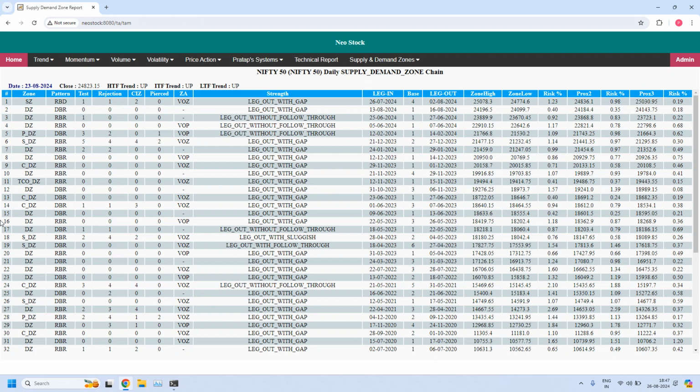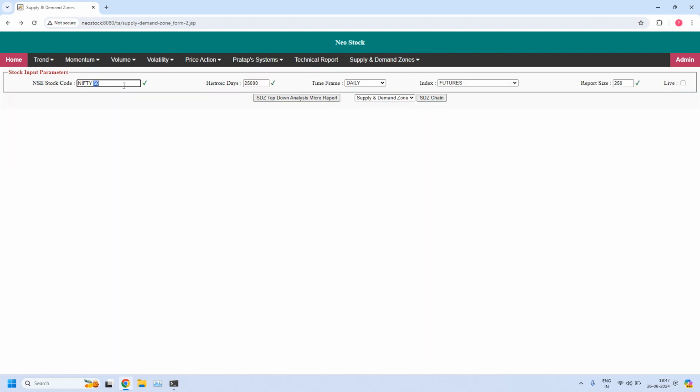So this is about a Nifty supply demand zone chain. Next one is Bank Nifty. Let's generate Nifty Bank. Starting from monthly time frame, I am generating a monthly supply demand zone chain for Bank Nifty.